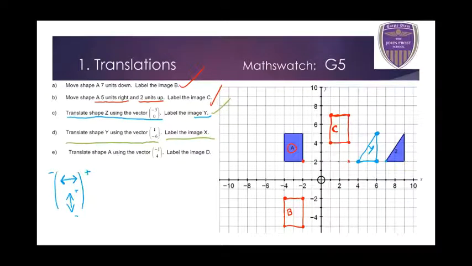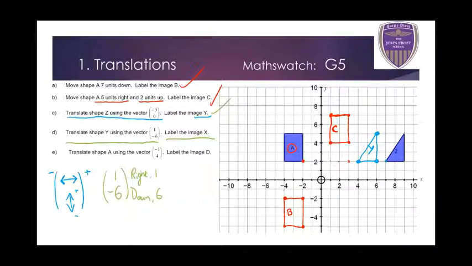So if the column vector for this one is 1, minus 6, the first number, because it's positive 1, is telling us to go right 1. And because the bottom number's negative, it's telling us to go down 6. Okay, remember negative is down. So we're translating Y now. This is the new shape we've drawn. So I'm going to need to translate this shape right 1 and down 6.